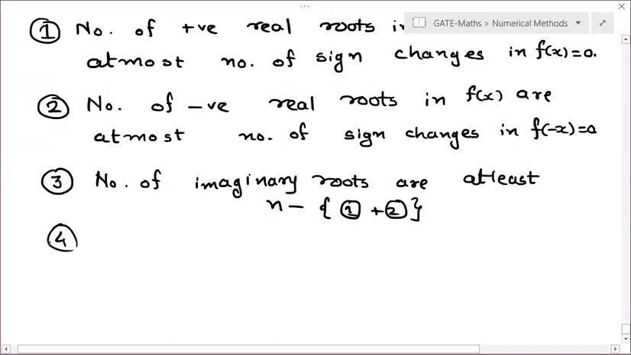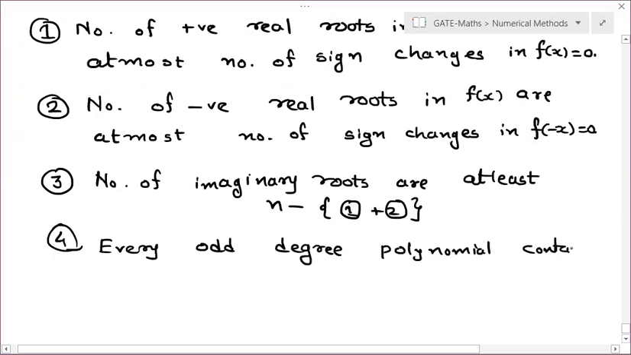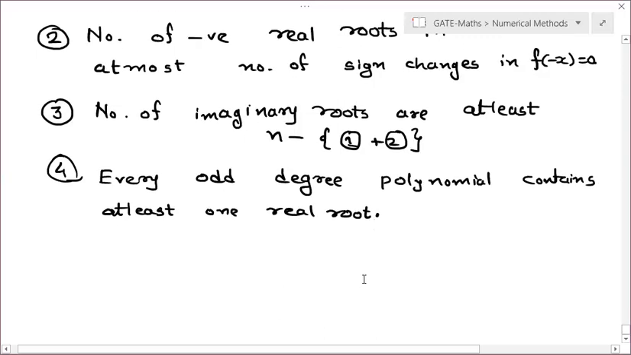Fourth, every odd degree polynomial contains at least one real root. Every odd degree polynomial contains at least one real root.